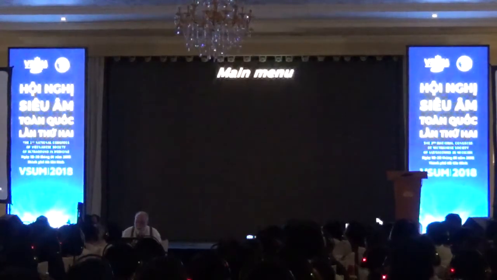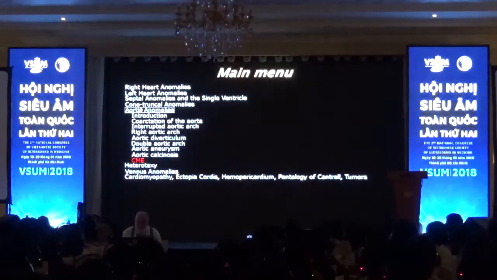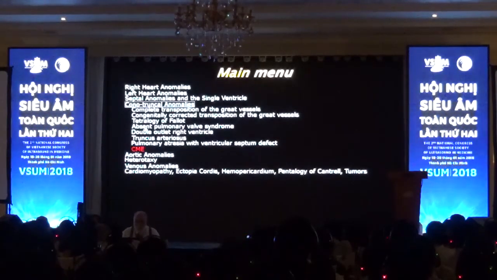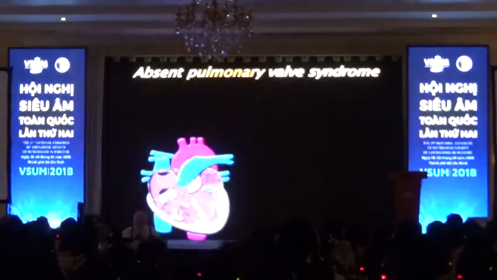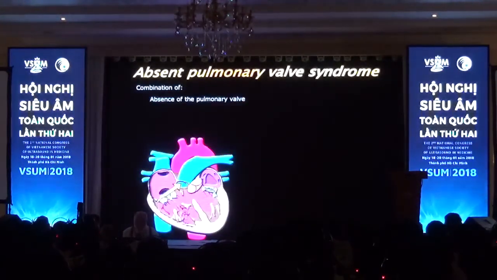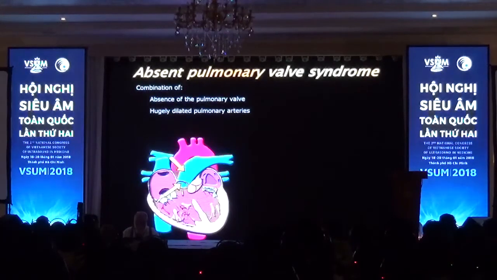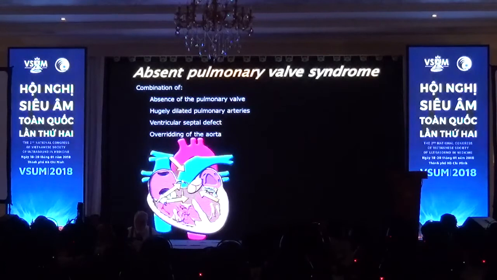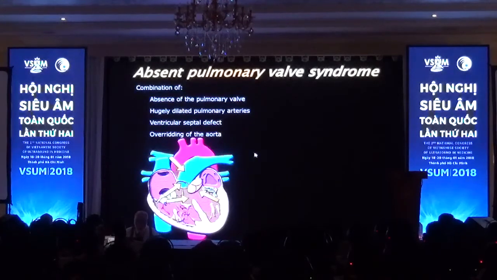So let me show you the extreme form of tetralogy of Fallot, which is the absent pulmonary valve syndrome. So here what we have is the same findings. We have a ventricular septal defect, we have an overriding aorta, but instead of having a pulmonary artery which is too thin, we have a pulmonary artery which is much too large. And here the defect is the absence of the ductus arteriosus. So there is no communication between the pulmonary artery and the aortic arch.